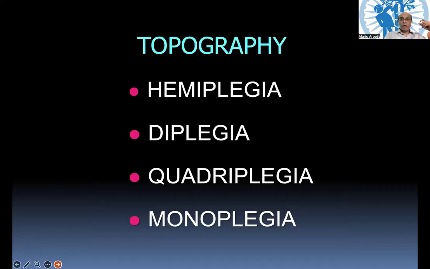So the next thing that we look at, of course, is the topography. Once you know the motor type, we're trying to see what body part is involved in these children. Is it more hemiplegia, where we know that just one side of the body is affected?